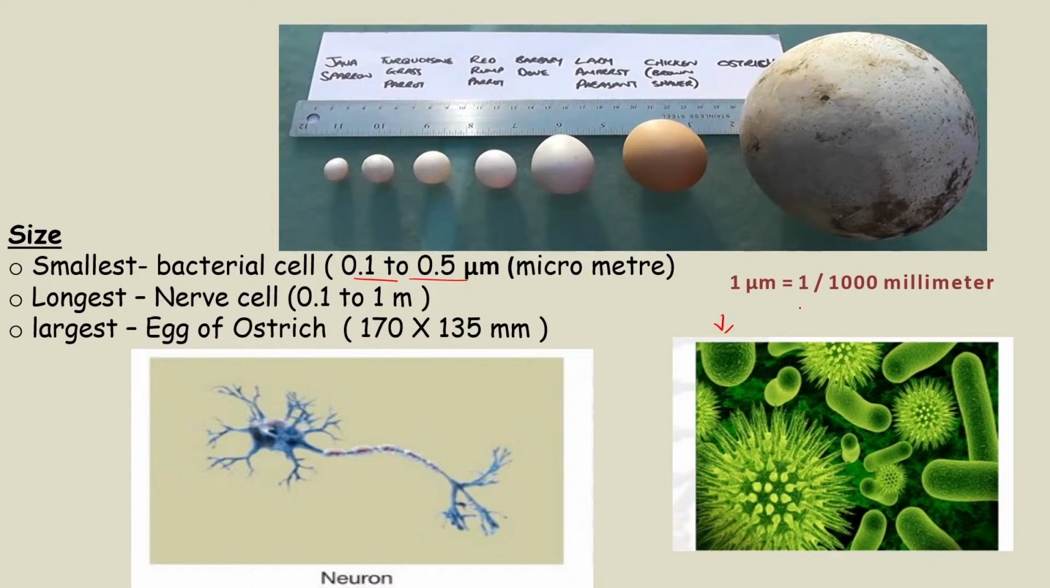There we have learned about micrometer. 1 micrometer means how much? 1 upon 1000. 1 divided by 1000. So how many zeros will there be? How many zeros will be there in 1 micrometer?